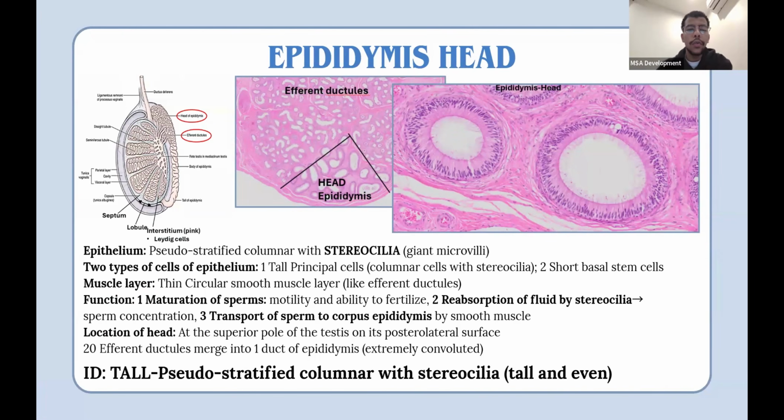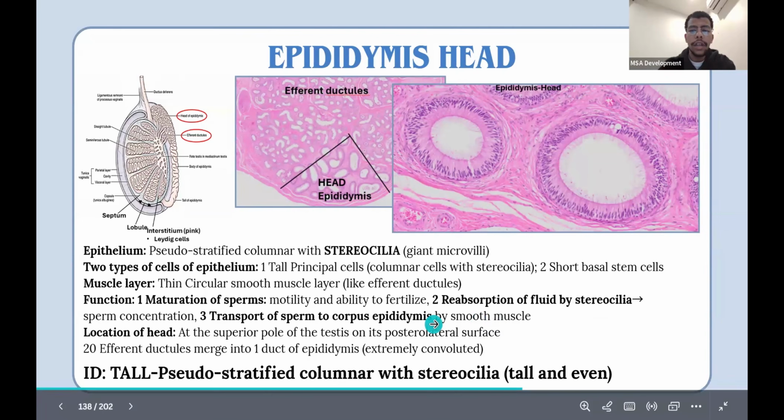Now, for the epididymis head, it's also a pseudostratified columnar epithelium. However, this time we have stereocilia. And you mentioned that the difference between this and the previous slide is that this is more even. Okay, so it's tall and even. Now, obviously, pause the video, read the functions and all the different details about it, because it's extremely important.